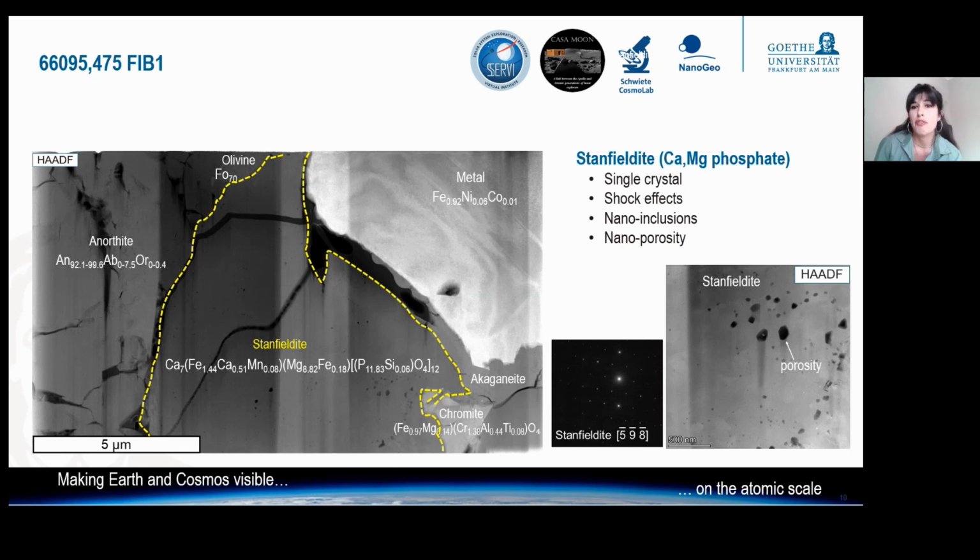So at first, you can think that this Stanfieldite is coming from an impactor. It shows complexity. It has basically been shocked, but it also has nano-inclusions and nanoporosity. And then I'm going to zoom in on another region. Next slide, please.